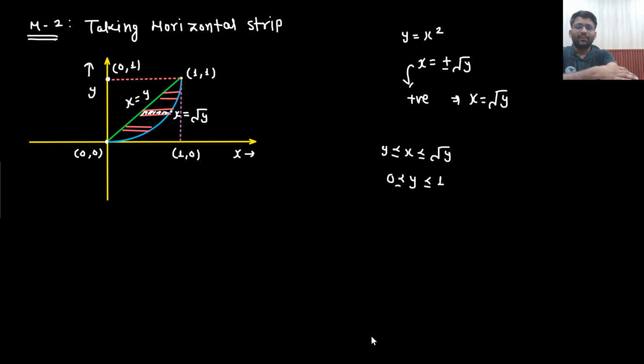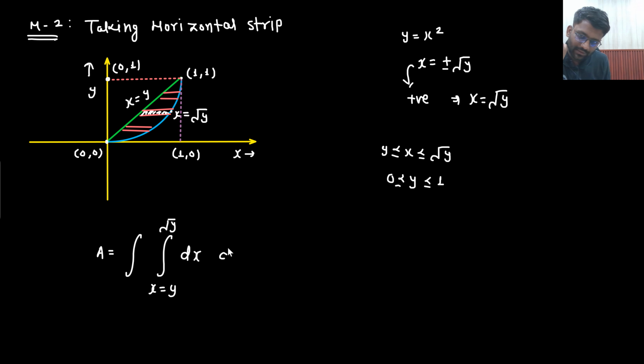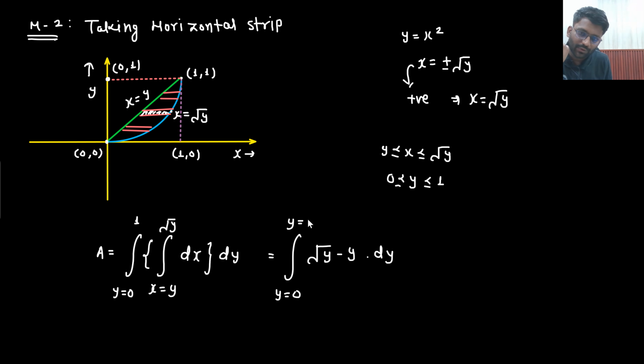Yeah, so solve this one now. So what we will do: area, x is going from y to under root y, dx, and then dy, y goes from 0 to 1. So when you solve this integral, what will it give you? It will give you under root y minus y, dy, with y going from 0 to 1.